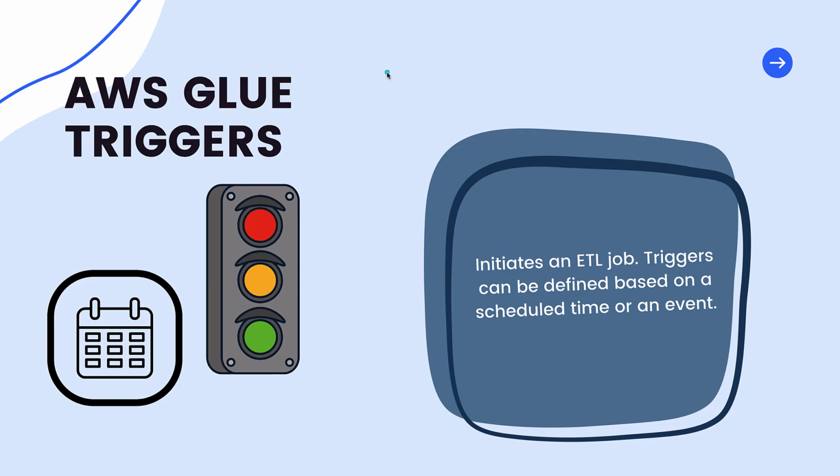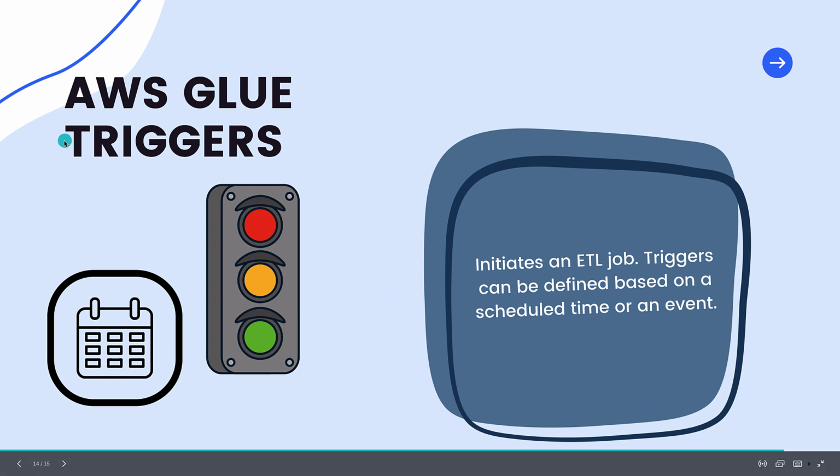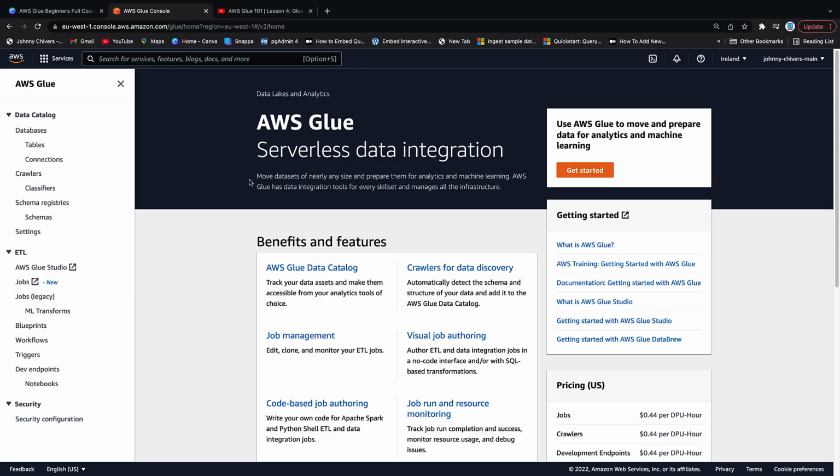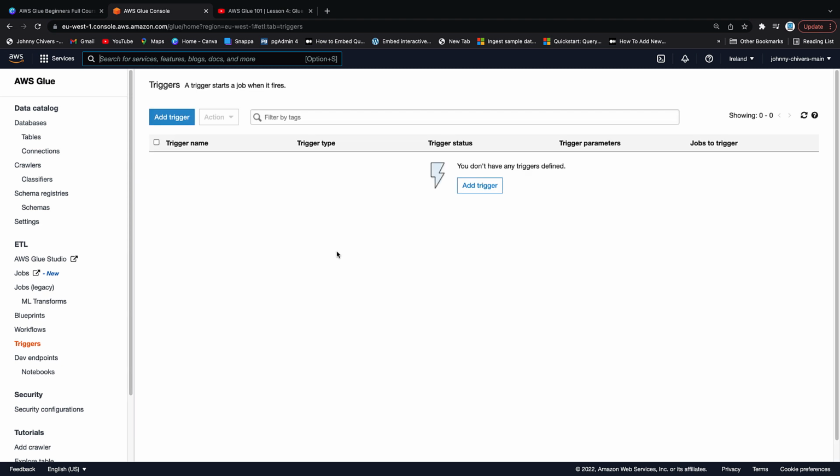Okay, so the next thing we are going to take a look at is AWS Glue Triggers. A Glue trigger initiates an ETL job. Triggers can be defined based on a scheduled time or an event. So simply put, triggers are a way that we can run ETL jobs by Glue without having to manually click the button Run. Back on the console, if we go to triggers on the left-hand side, we'll take a look at a scheduled trigger first.